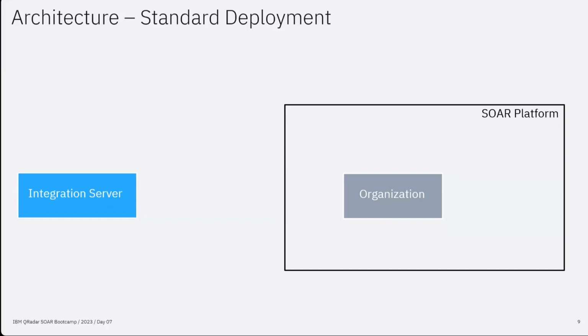Once you have done that, you need to set up an integration between your SOAR platform and your integration server. As I mentioned in the previous slide, your integration server will be specifically communicating with a single organization from your SOAR platform. Now, the communication happens over port 443 and 65001. In the coming slides, we'll be looking at the purpose of each port.